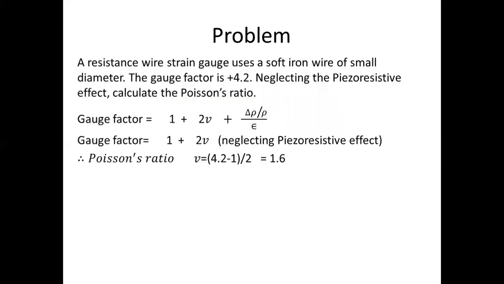So let us take an example. A resistance wire strain gauge uses a soft iron wire of small diameter. The gauge factor is plus 4.2, and if not given, we have to find it out. Neglecting the piezoresistive effect, calculate the Poisson's ratio. So we know the gauge factor is 1 plus 2 mu plus del rho by rho upon strain, and as it is a very small quantity, neglecting the piezoresistive effect, we get gauge factor is equal to 1 plus 2 into mu. We know the gauge factor. Finally, the Poisson's ratio is 1.6.